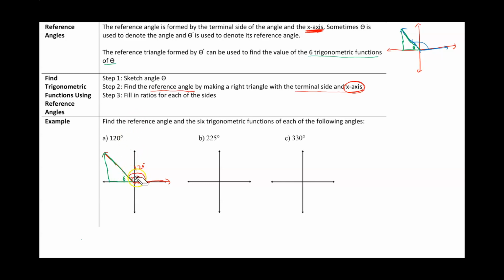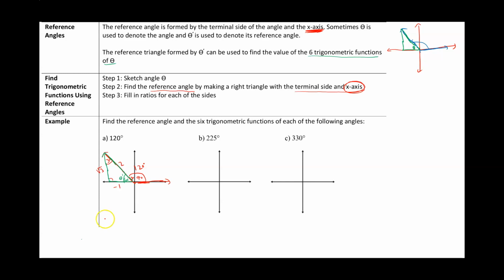Now that angle, if this is 30, we know that these two angles together make 90. So if this is 30, then our reference angle is going to be 60 degrees. This will be our reference angle theta prime. Now, step 3 is fill in the ratios for each of the sides. So if this is 60, we know that this is going to be 30. And opposite of 30 is 1, opposite of 60 is radical 3, and opposite of 90 is 2. Because we're going in the negative direction, this will be a negative 1.